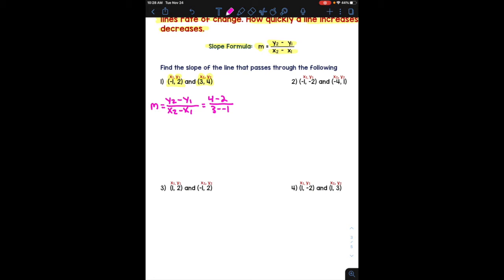From here, we're going to simplify. 4 minus 2 is 2, and 3 minus negative 1, we're going to add to get 4. And the last step would be to simplify our answer if we could. The fraction 2/4 can reduce to 1/2. Our slope for the line that passes through those 2 points is 1/2. What does this tell us about the line? Since the slope is positive, this line is increasing.